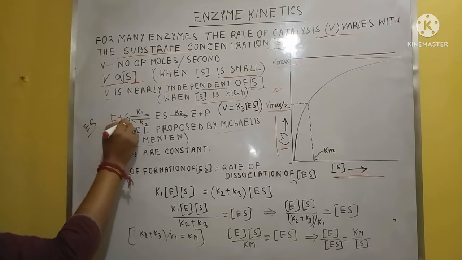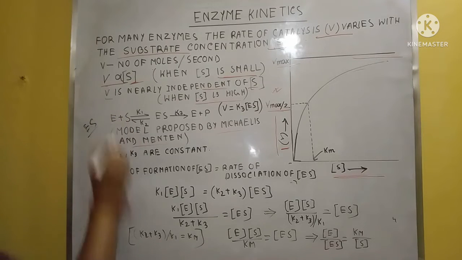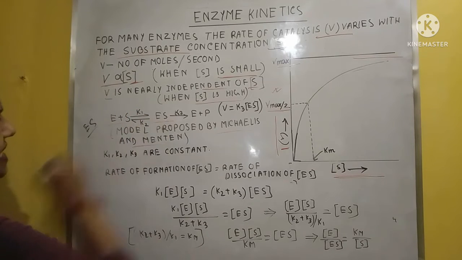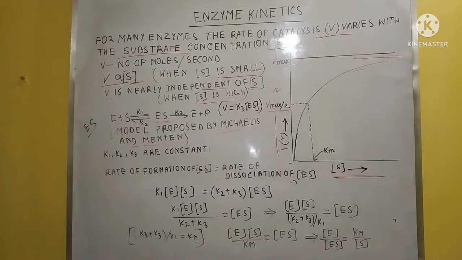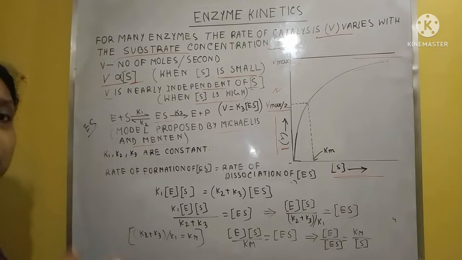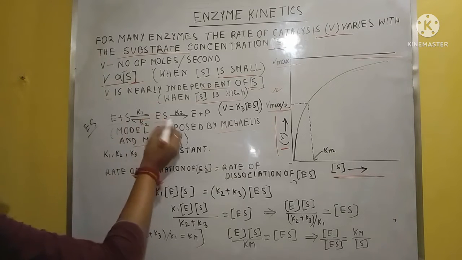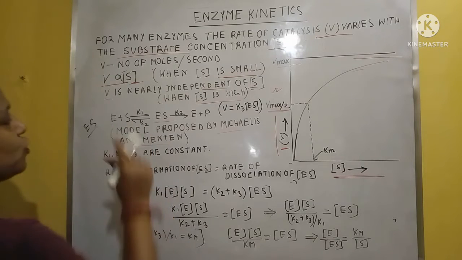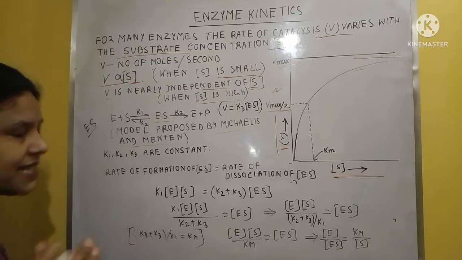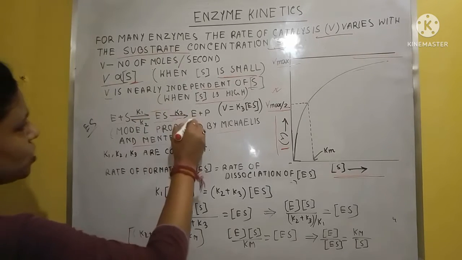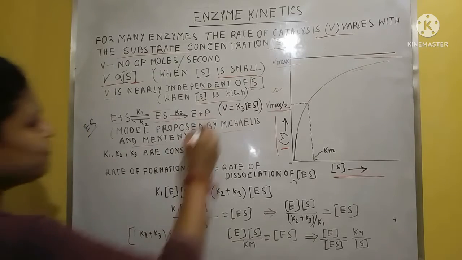This is the reaction proposed by Michaelis Menten: E plus S, E for enzyme and S for substrate, in the presence of K1 and K2, forms the ES complex. But the ES complex is not stable and is reversible. It either changes back to E plus S, with K2 as the constant, or, with the constant K3, ES dissociates into E plus P, P for product.